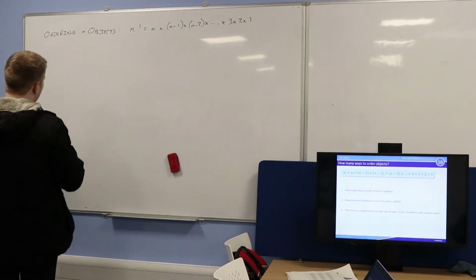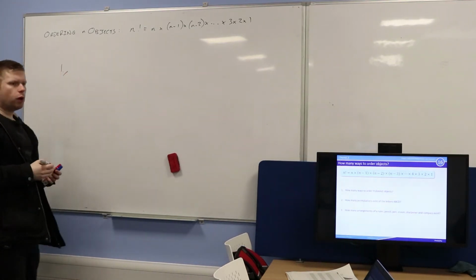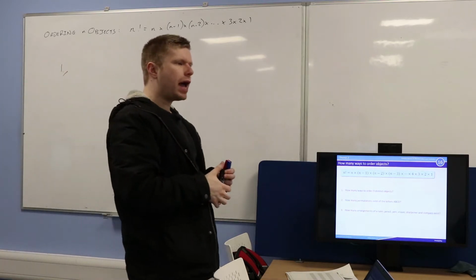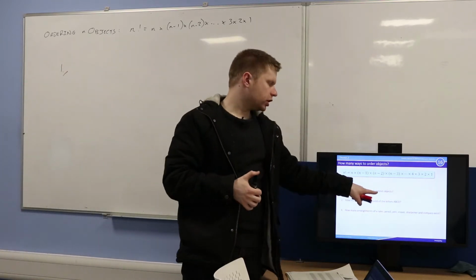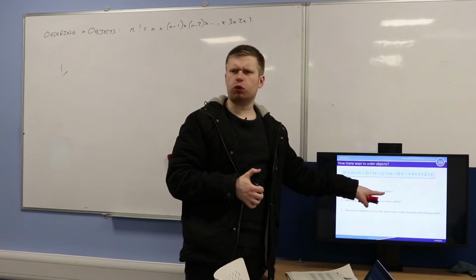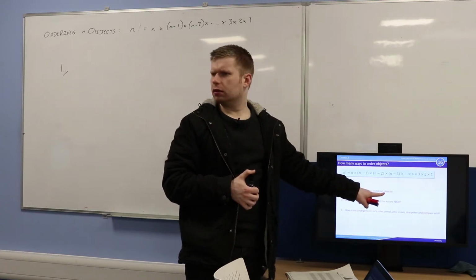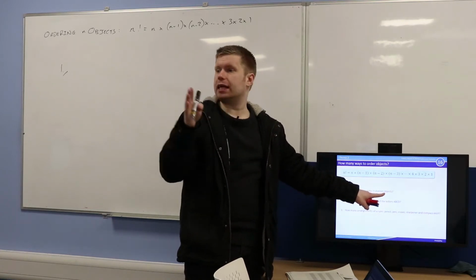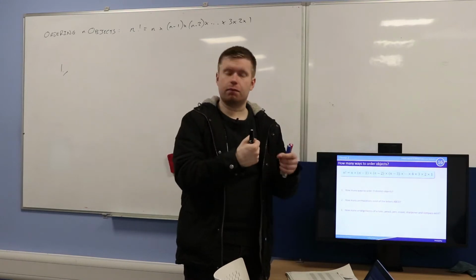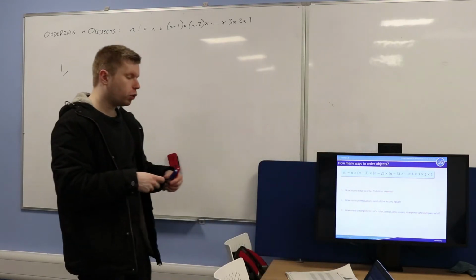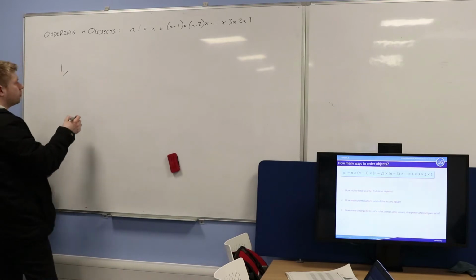Okay, so question one says, how many different ways are there to order 9 distinct objects? What does distinct mean? Different, so you can actually distinguish between them. Okay, they don't look the same. So how many different ways are there to order 9 distinct objects?